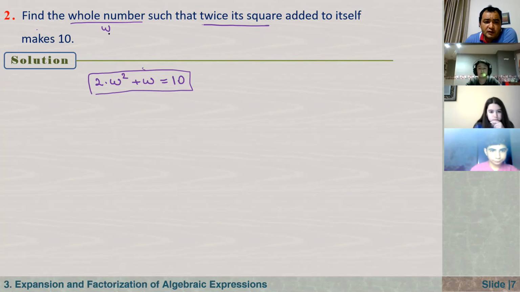So what we have done here is we read the problem, we understood the problem, and we introduced a suitable variable to denote the unknown. What is our variable here? That is w, right? That means we are using algebra here. And after that, we form our equation. Now, the next step is we have to solve it.